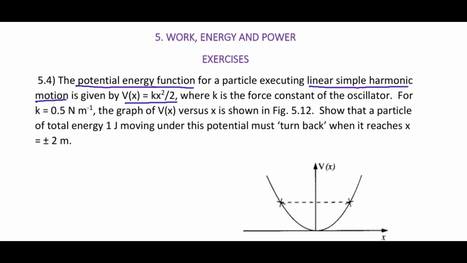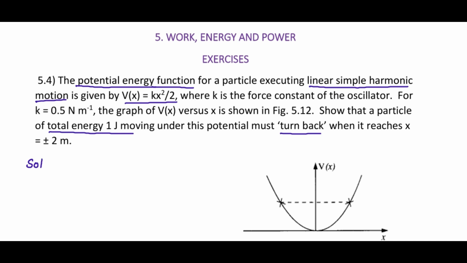For k is equal to 0.5 Newton per meter, the graph of V of x versus x is shown in the figure. Show that the particle of total energy 1 joule moving under this potential must turn back when it reaches x is equal to plus or minus 2 meter.